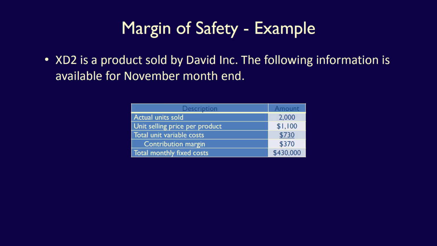David Inc. is a company which manufactures XD2. The company has the following information available for their product for the month of November. Actual sales, 2,000 units. Selling price per unit, $1,100. Per unit variable costs, $730. The contribution margin, calculated as sales revenue less variable costs, is therefore equal to $370 per unit. Total monthly fixed costs, $430,000.